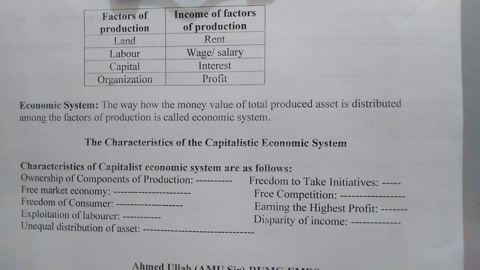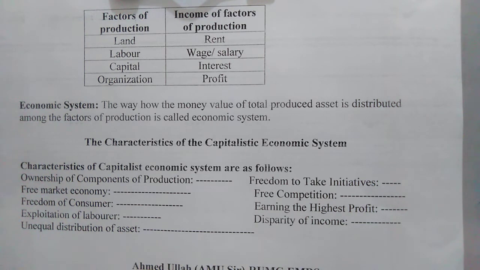The components such as land, labor, capital, and organization are under individual ownership in the capitalist economic system. It means that the individual achieves the ownership of land with the help of his asset or his income. He can employ the laborers and he can form the capital. The individual can consume and transfer his own asset freely.